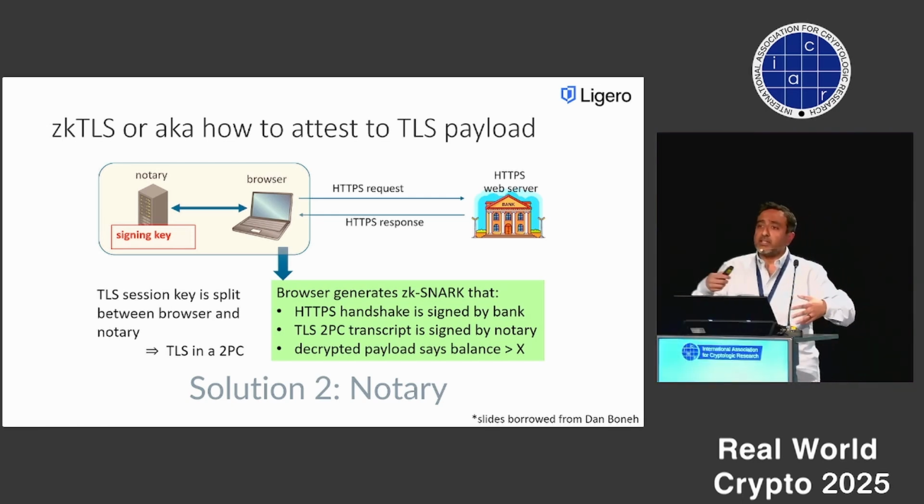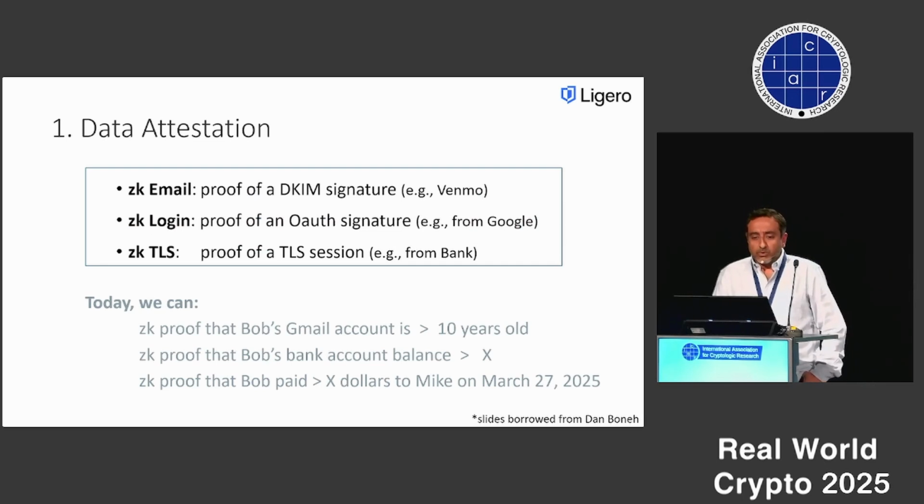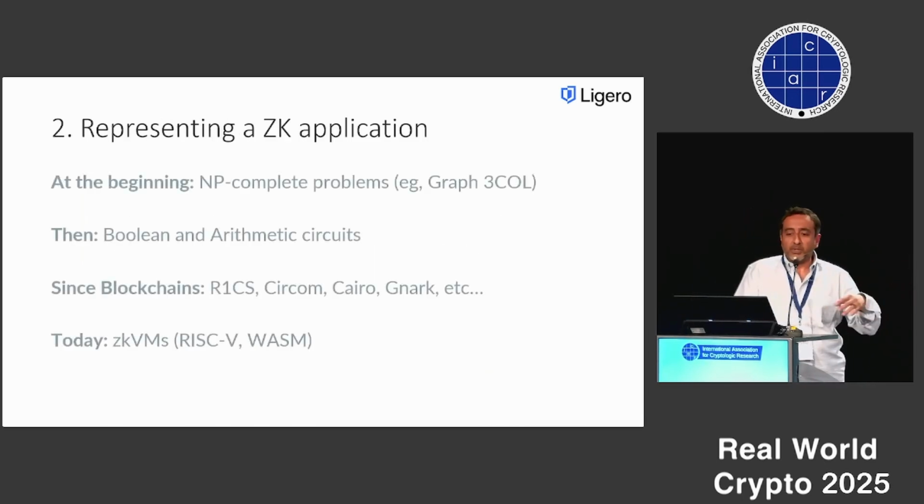So this is how zkTLS enables getting this data attested. I'm running a little slow on time, so I'm going to tell you the second thing I've talked to you about, like representing these things.